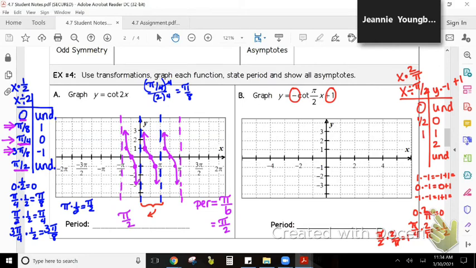So I have 0, 1/2, 1. What's the next one? 1.5. And the last one? 2, if you follow your pattern. Well, let's check. It was pi, and we're multiplying by 2 over pi, right? So my pi's cancel, and I get 2. So we did okay.